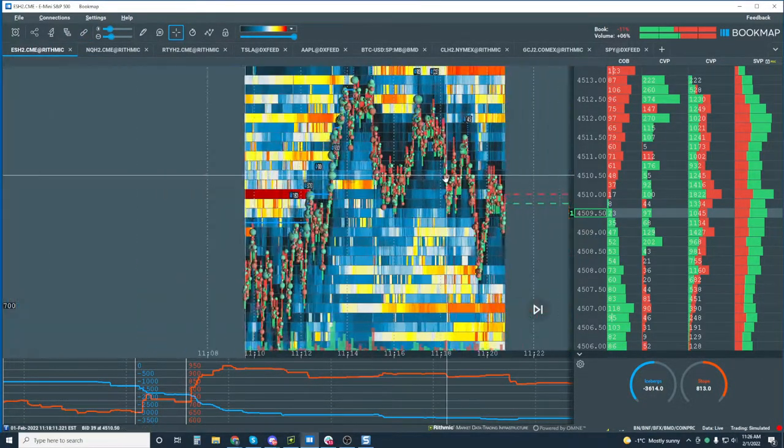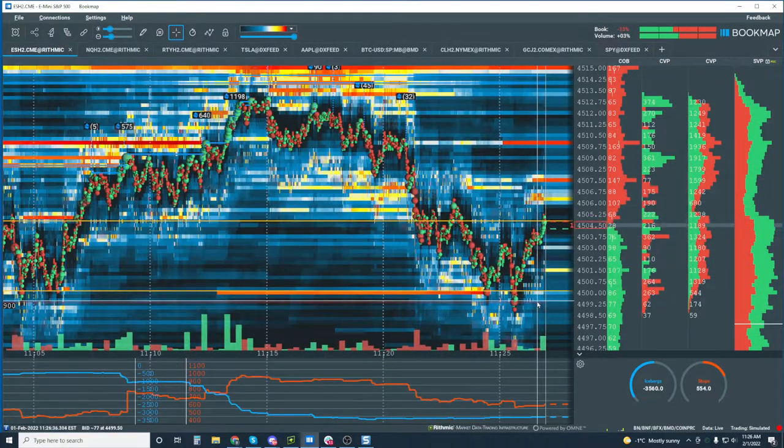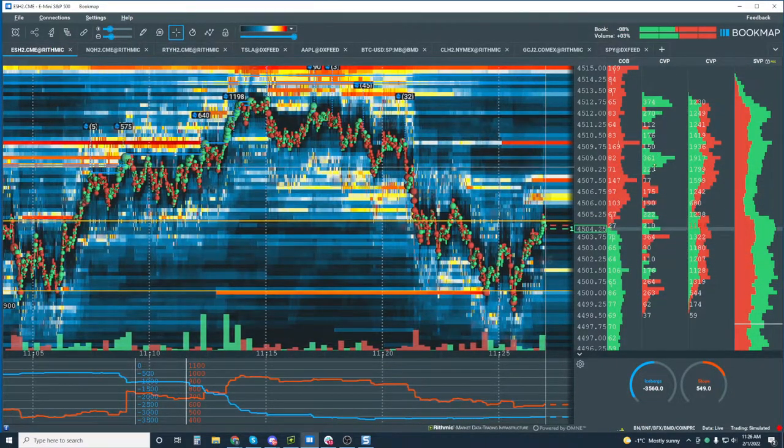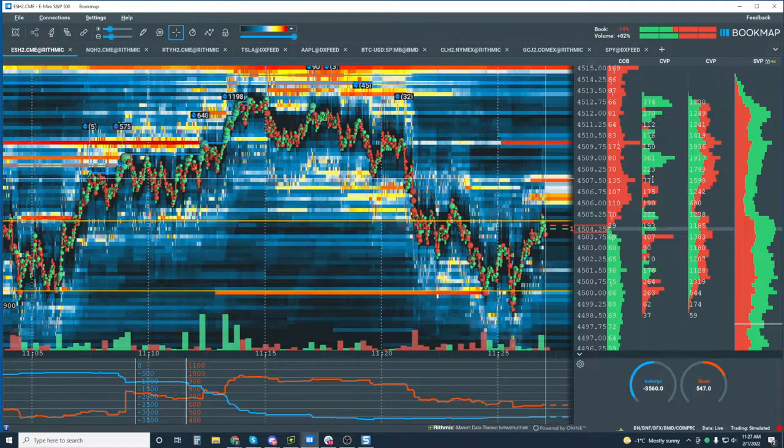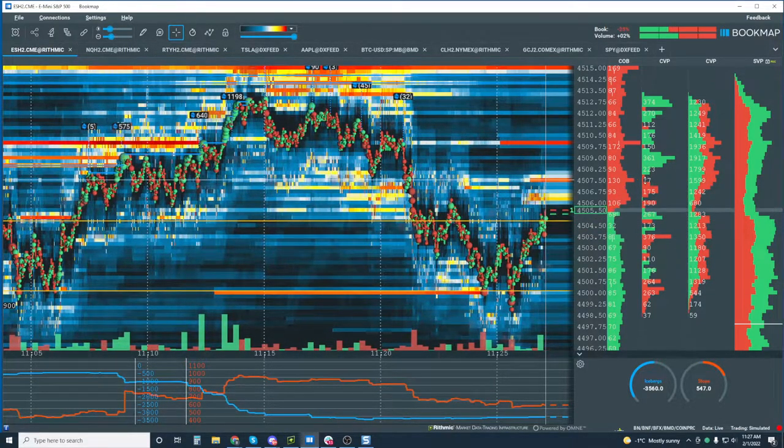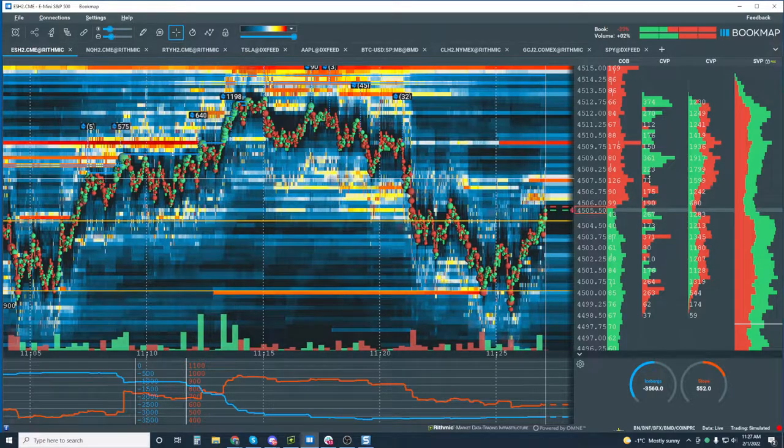Yeah, so good stuff there. Yeah, I really like this column. I think it adds another dimension and insight here. This talks about who's in control where. You can see it.